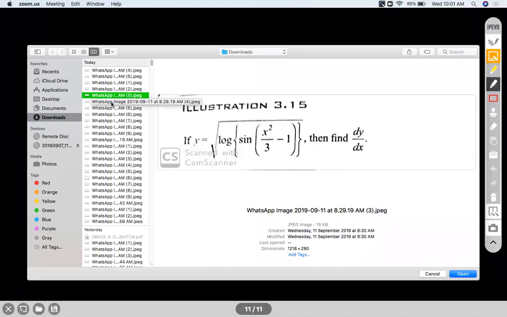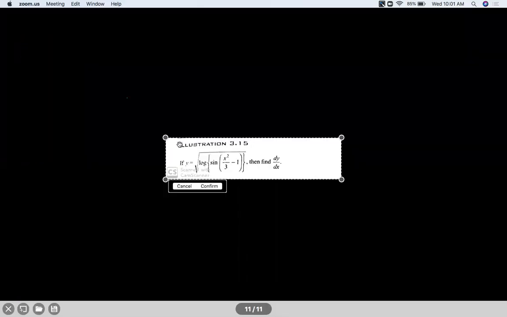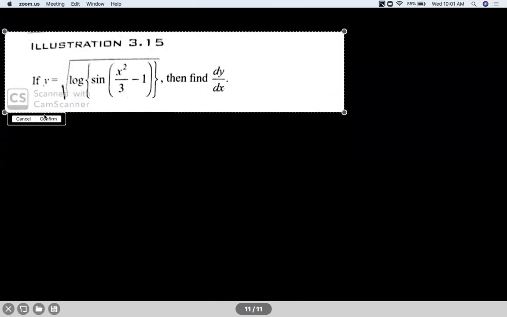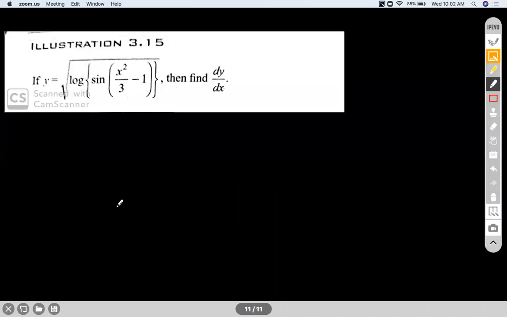Let's have this one. It's y is under root of log of sine of x square by 3 minus 1. Find dy by dx.